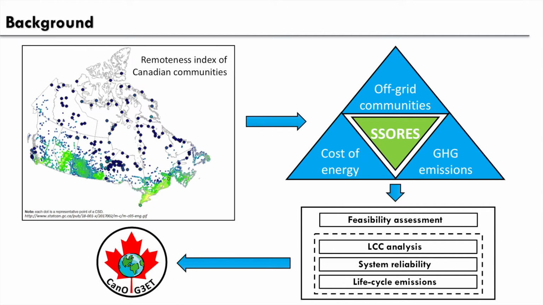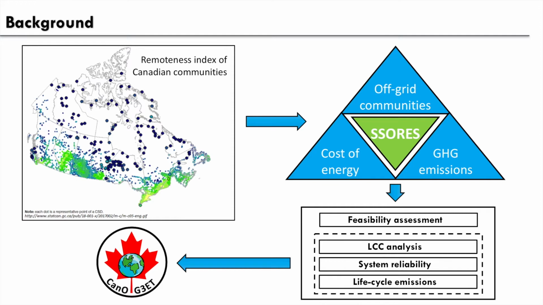small communities. With roughly 195,000 people living in off-grid communities across Canada, and most communities relying on expensive fossil fuel-based energy generation, there is an enormous opportunity for decision makers to simultaneously address greenhouse gas emissions and energy security in Canada's remote communities. The developed tool encompasses a feasibility assessment and multi-criteria decision-making algorithm to assess and rank small-scale energy systems while considering life cycle costs, system reliability, and GHG emissions.